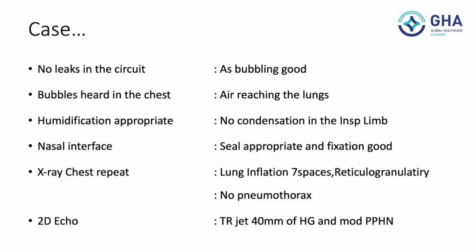When we repeated the X-ray, you can see here the lung inflation was 7 spaces, reticulogranularity was still persisting, air bronchograms were still there, but lung inflation looks reasonably good, and there was no pneumothorax. So what do we do now? They also did an echo and they said that there is a PPHN. So what can be done now? You know that you are delivering correct pressures. You know that lung inflation is good, but still some amount of RDS is there. So what do we do now?